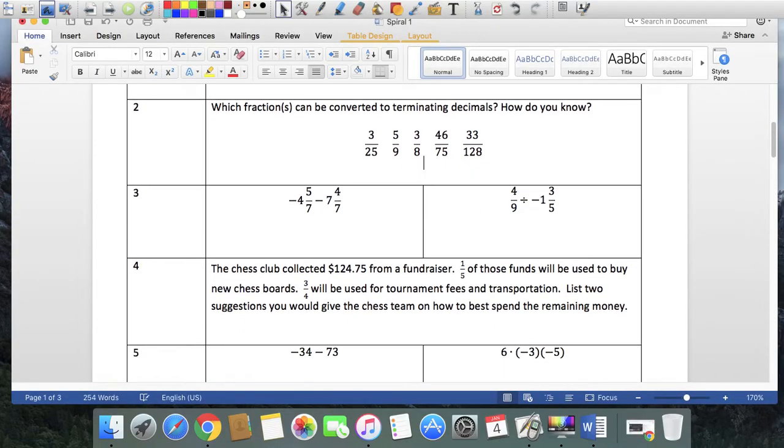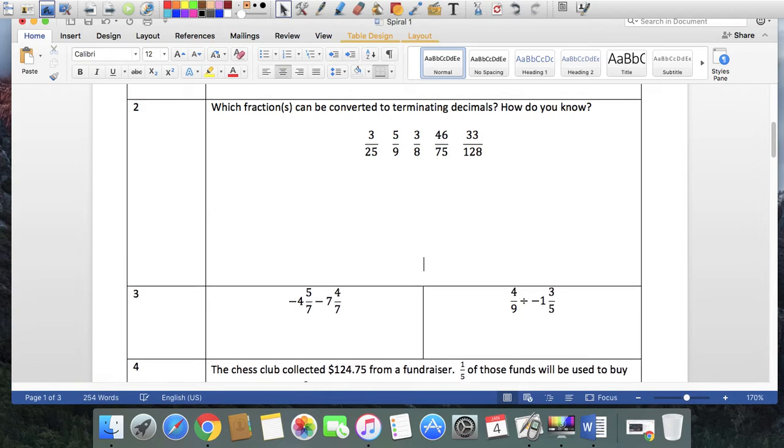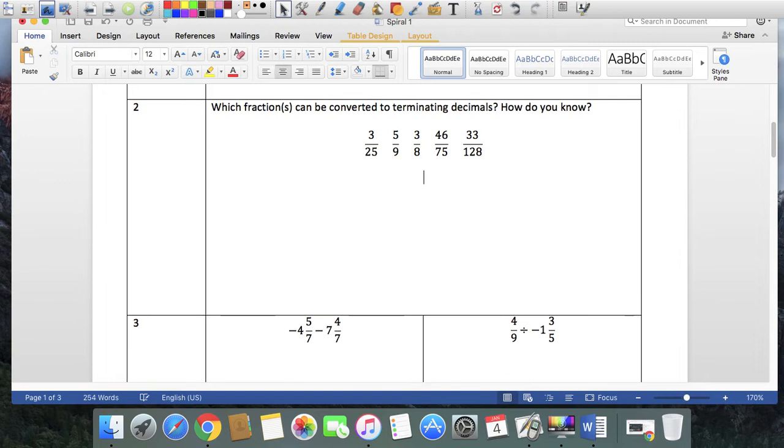Question 2. Which fractions can be converted to terminating decimals, and how do you know? So again, we talked about this earlier on. If you don't remember, you might look at your notebook, or if you have a chance, use a calculator and try to find a pattern here, an explanation as to why some of these fractions will have a terminating decimal and some of these fractions won't. So I am going to try to show you.